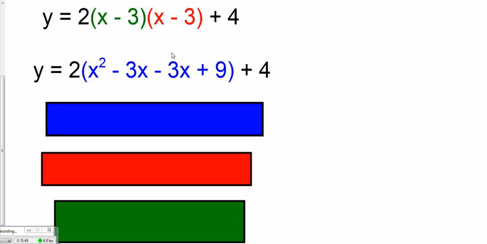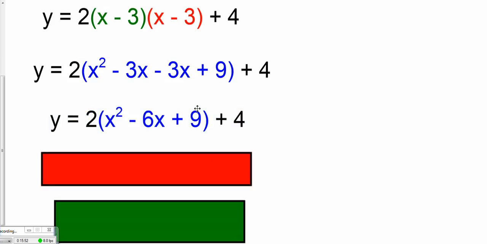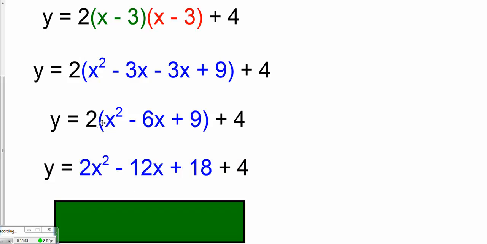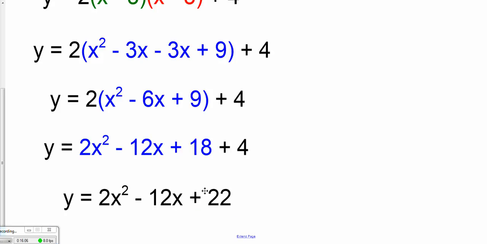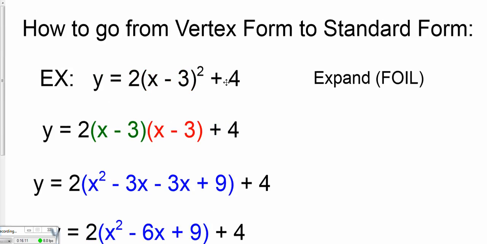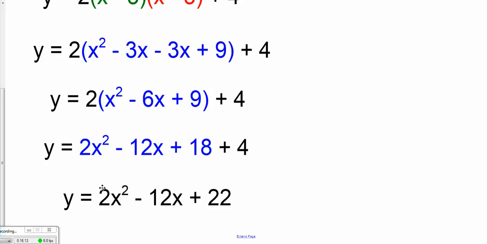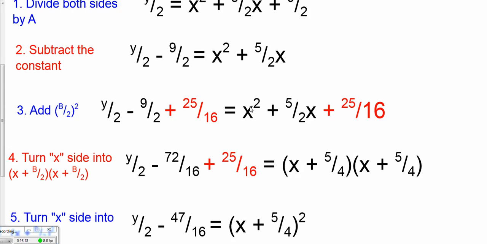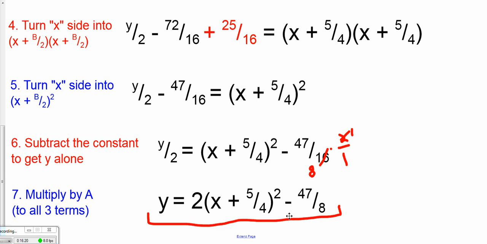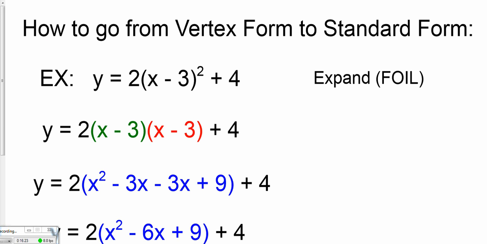Now I distribute my 2 to each piece. Oh, actually, I think we combined it first. Negative 3x made negative 6x. Now I distribute 2 times each one of these and combine my two constants. So we can go from our vertex form into a standard form, just like we can go from a standard form, go through our completing the square, and get it into a vertex form. We can go either direction.